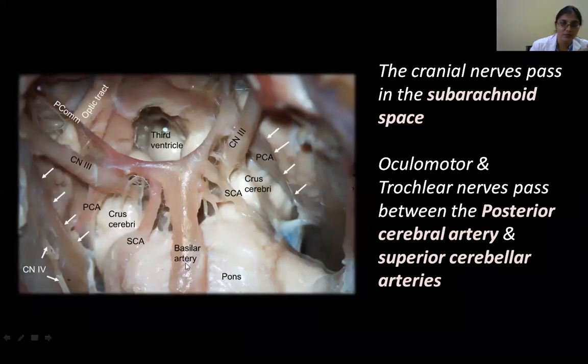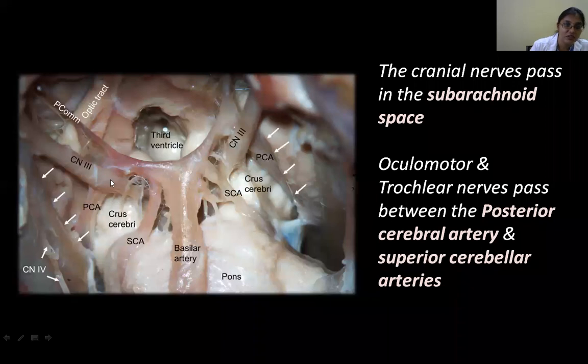And here you can see this is the pons. You have a sulcus, the basilar sulcus, on the pons. The basilar artery is lodged here. And then here, these are the posterior cerebral arteries. And here, this is a posterior communicating artery, see. And then here, superior cerebellar arteries. So actually, they have to come from here.